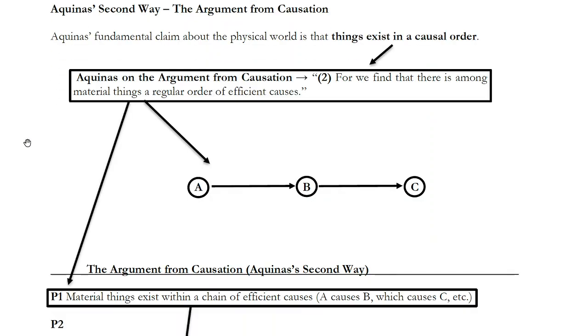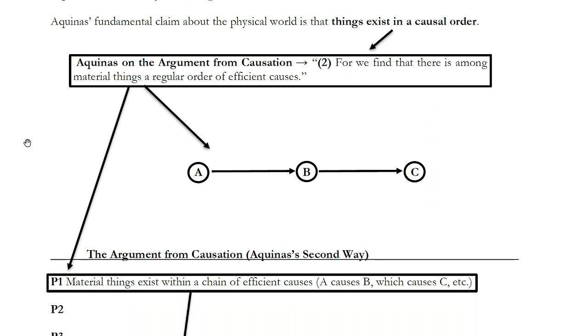Now, the way Aquinas uses this idea of efficient causation is, let's recall what he says here. He says, we find that there is among material things a regular order of efficient causes. You'll remember from the previous video that we said all cosmological arguments begin with a set of premises that outline certain facts about the universe or the material world. And here's the first one of those facts that Aquinas picks up on. If we look out into the world, we see that physical or material things exist in a relationship where one causes the other. A parent is the cause of a child, right?